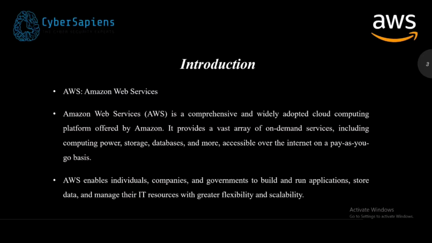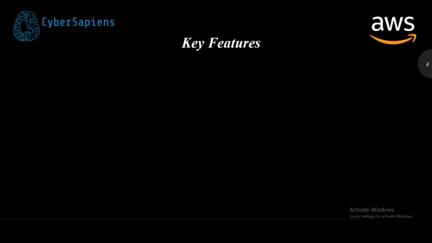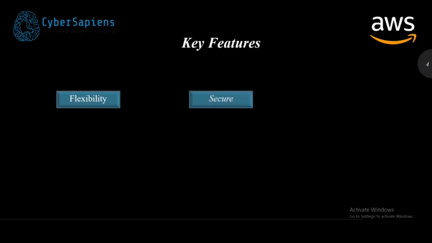Now let's get into the topic AWS key features. Flexibility. AWS supports various operating systems, programming languages, and databases. Secure. AWS provides robust security features and compliance certifications, ensuring data protection and privacy. Scalable and elastic. Scalability refers to the capability to increase and drop the computing services depending on the business needs.